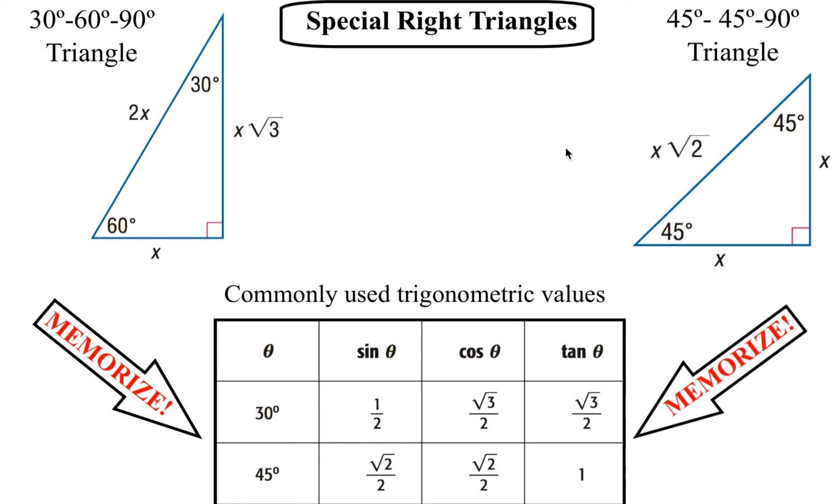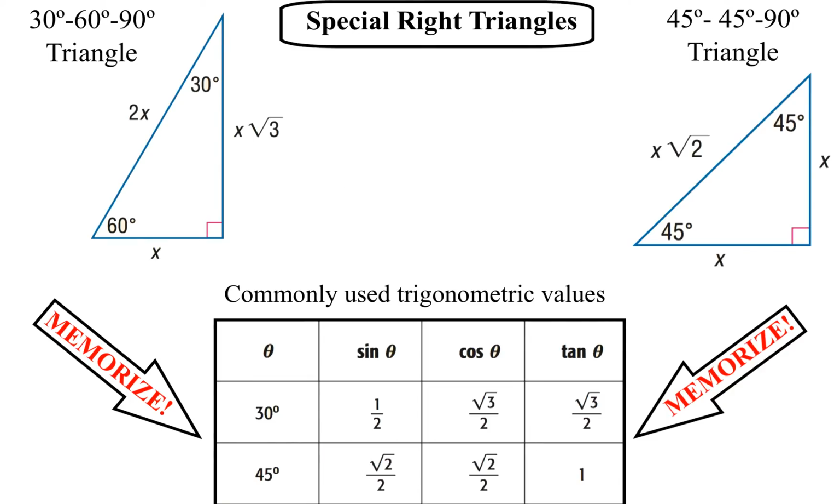You will also need to know the relationship for a 45, 45, 90. Now remember, this one's called an isosceles triangle. So we call the legs x, and then the hypotenuse is just the square root of 2 times the leg. So it's x square roots of 2. You will need to memorize those side length ratios.